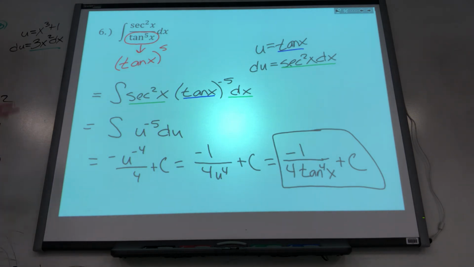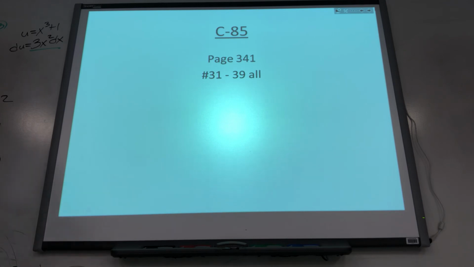Okie doke. I'm going to go ahead and put the assignment up here. There's not too many of them. Got about 12-ish minutes left. So this is C85 from page 341. We're doing 31 to 39 all.